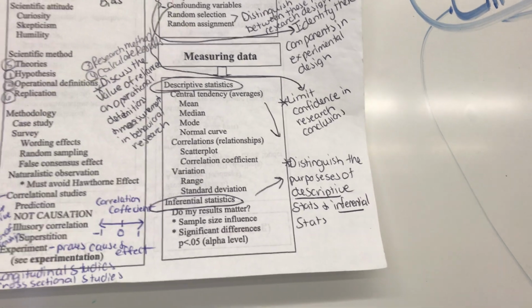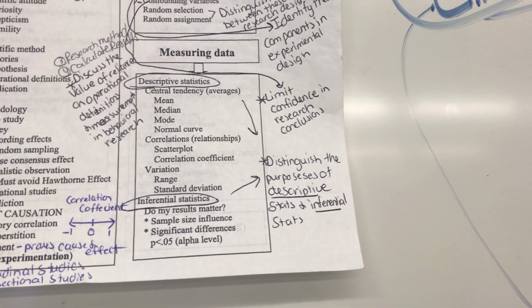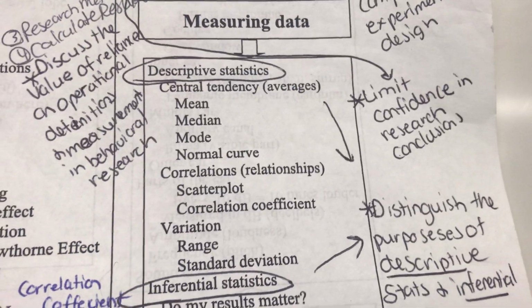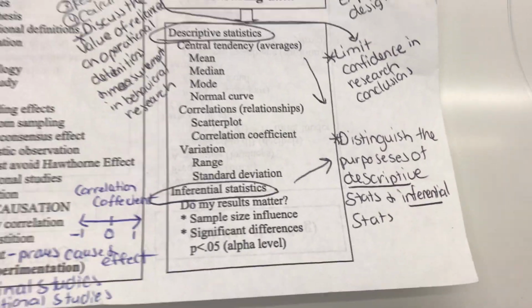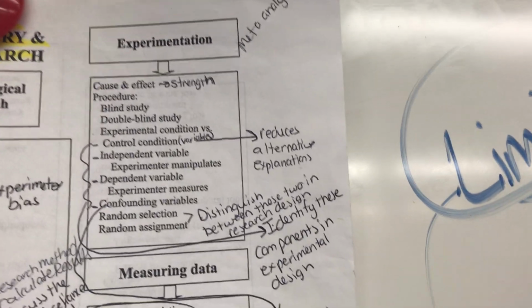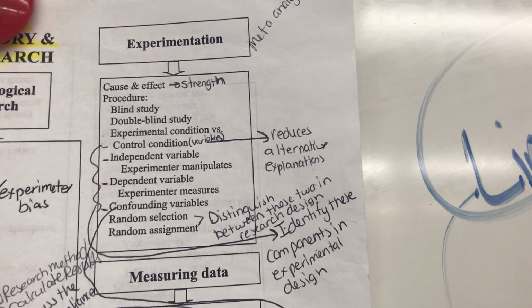Okay, here's how we measure data, which we're going to get into more when we talk about testing in a second. We've got mean, median, mode, correlation, scatter plot. We're going to talk about variation in a little bit. And then up here is how we conduct an actual experiment. We just talked all about that.